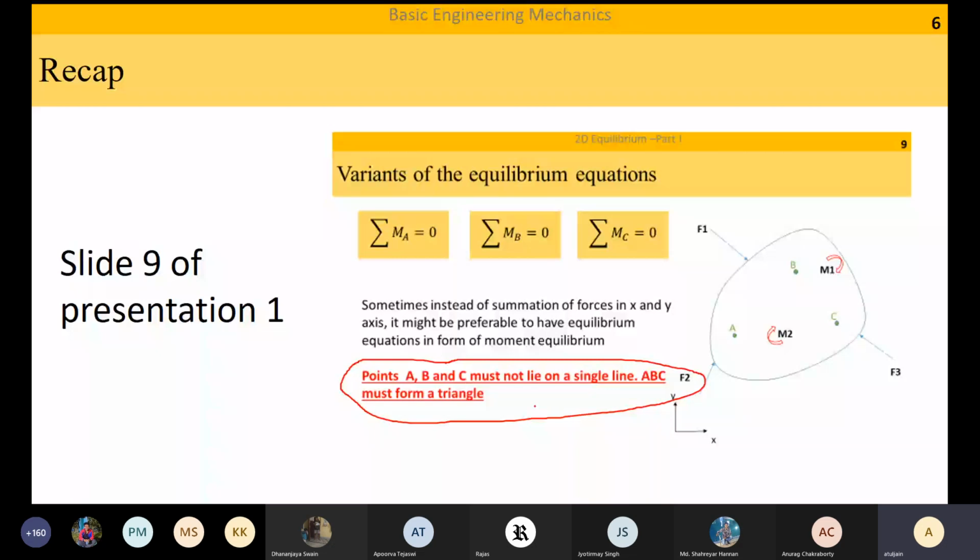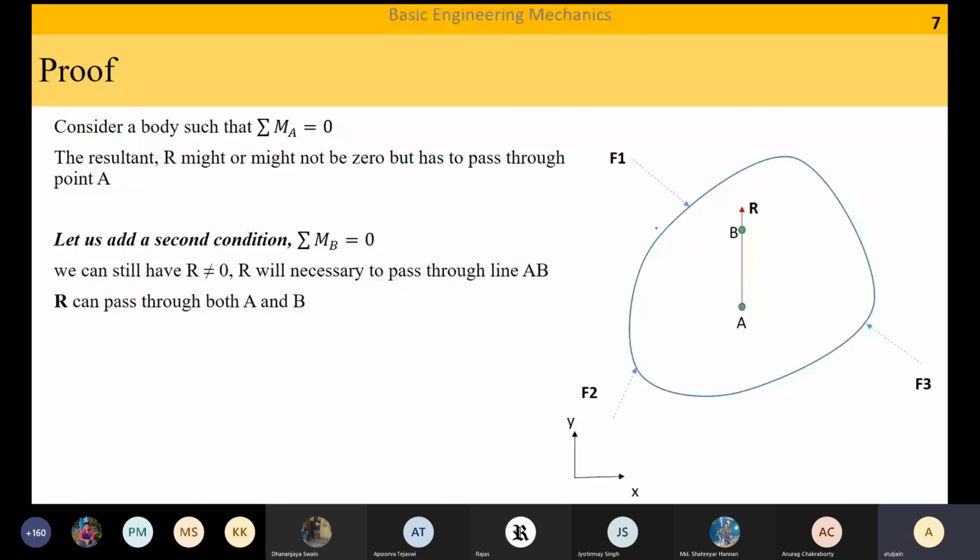Let us consider the same body. It is subjected to many forces, the general case F1, F2, dot, dot, dot, Fn. Let us say summation of moment about A is 0, summation about point B is 0. If these 2 conditions are satisfied, my body might or might not be in equilibrium because the resultant could pass through points A and B. Here I am not making any judgment about the coordinate axis system. I have a system subjected to many forces. Moment about any 2 points I have found out is 0. Let us say those points are A and B. This does not guarantee that my body is in equilibrium because I could have a resultant force which is passing through points A and B.